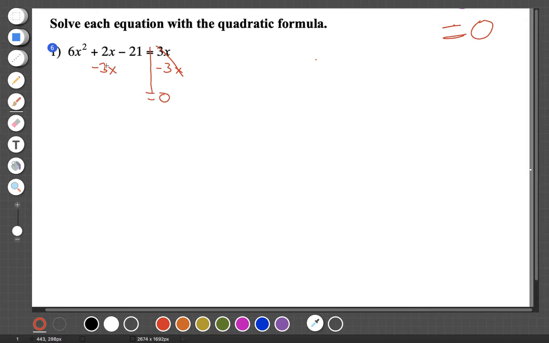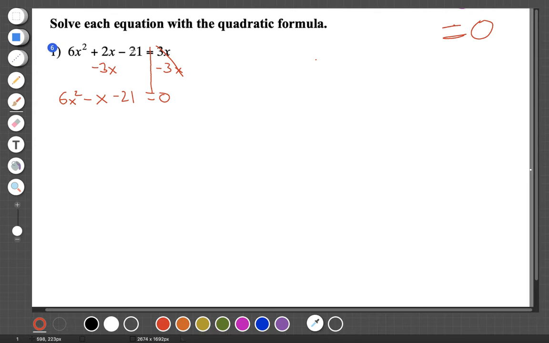I like to write it right underneath that if you have a problem that looks like this. It's helpful to remember that 6x squared doesn't change here, but now we're going to take 2x minus 3x, which is negative 1x, or just negative x, minus 21. So all I did was subtract 3x from both sides. You don't need to write it right there, but it's helpful to write it underneath the term you know it's going to add or subtract to.